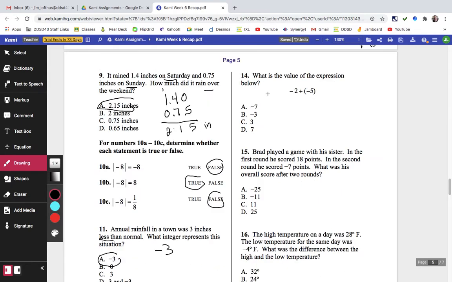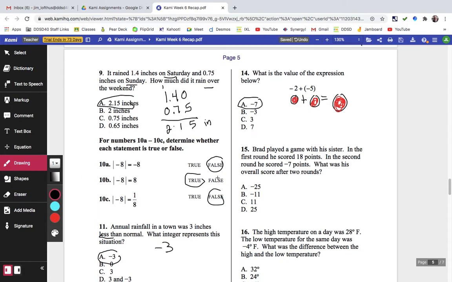Number 14, what is the value of the expression? -2 plus -7, that's some negative, and that is some more negative. So that makes an even bigger amount of negative. So that is -7.